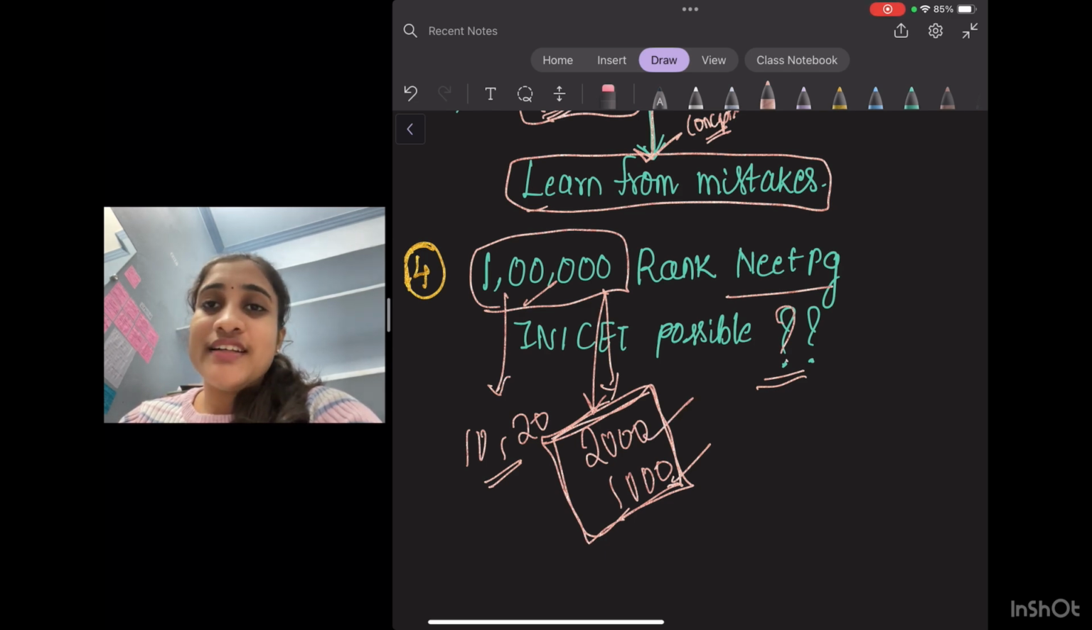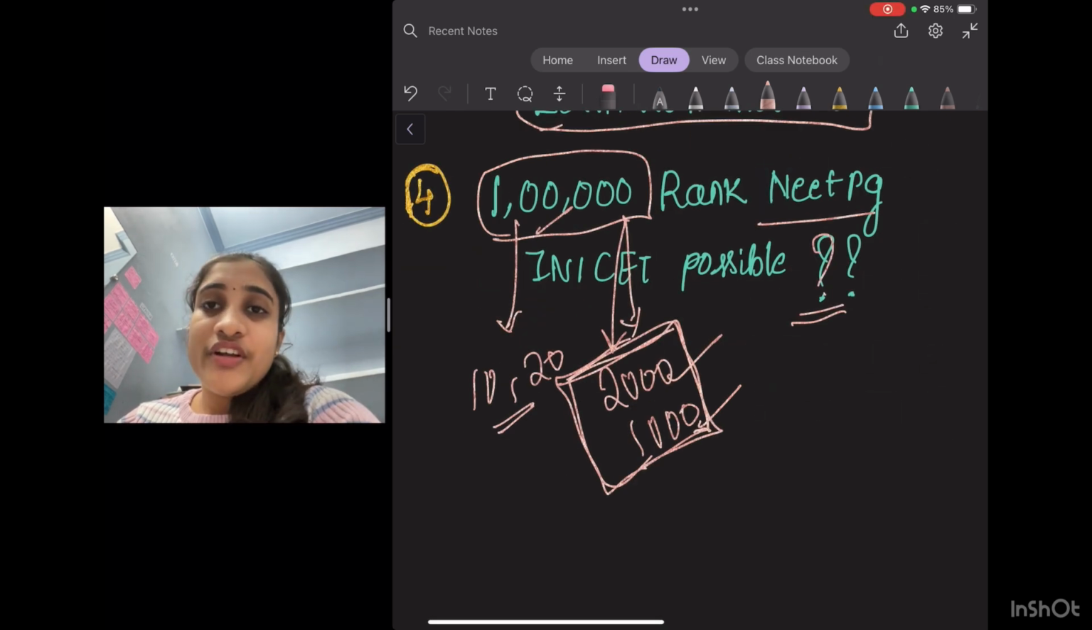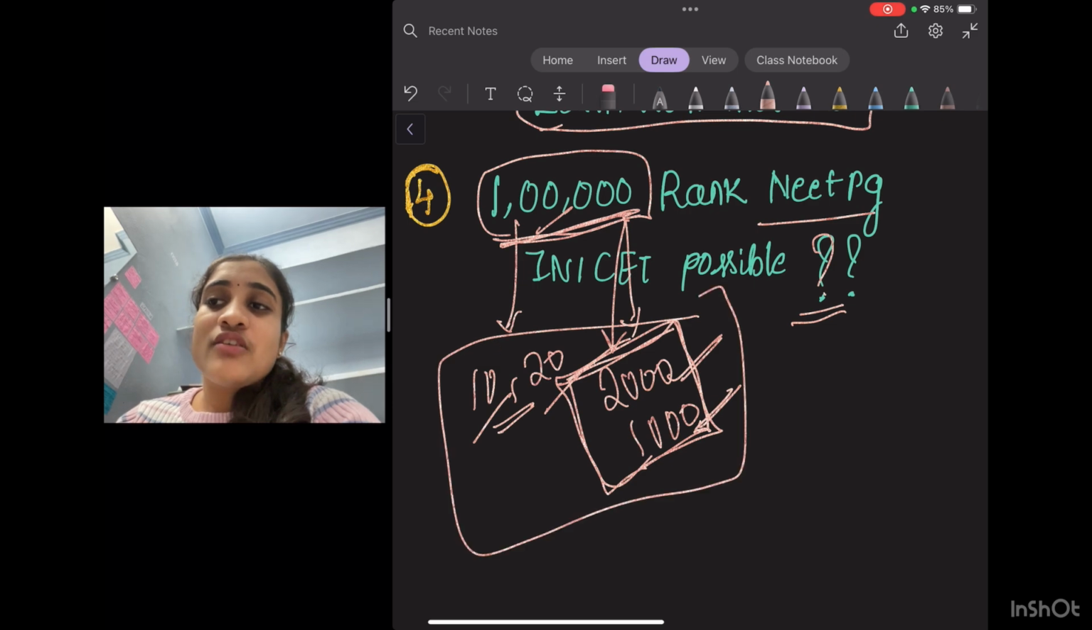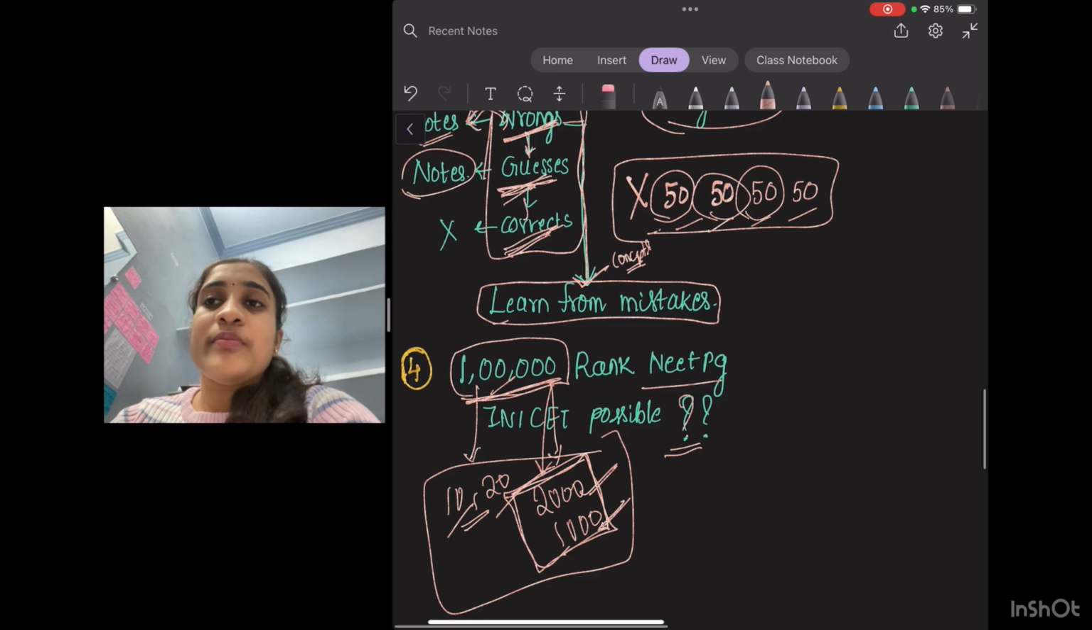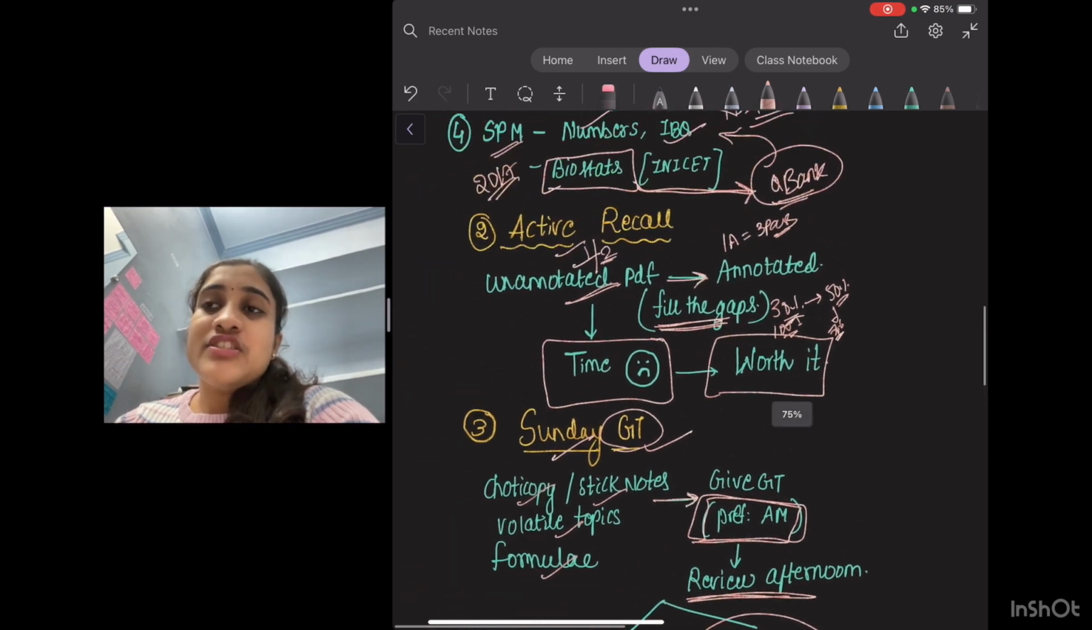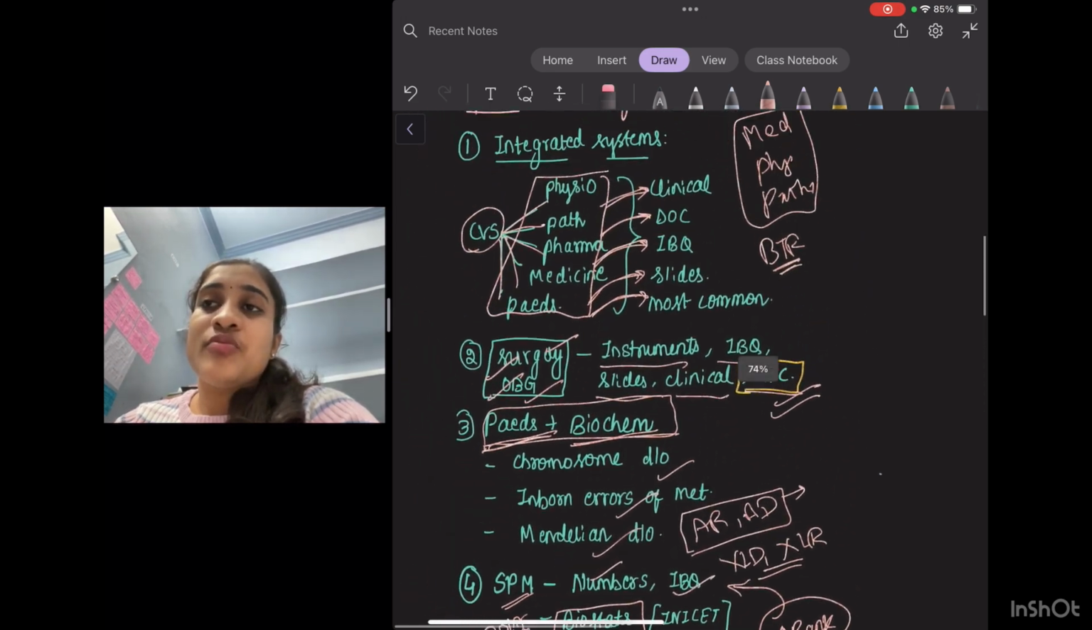So do not think that my rank is 1 lakh, I'm a mid ranker or a below average student, I won't be able to crack INI-CET. Do not destroy your entire preparation with your negative thoughts. Don't give yourself a tag of 1 lakh rank, because it is not going to stay. Ultimately, you are going to get 1000, 2000, 10, 20, whatever. This rank is going to be your ultimate rank. So this is how to approach GTs, active recall and custom modules, guys.